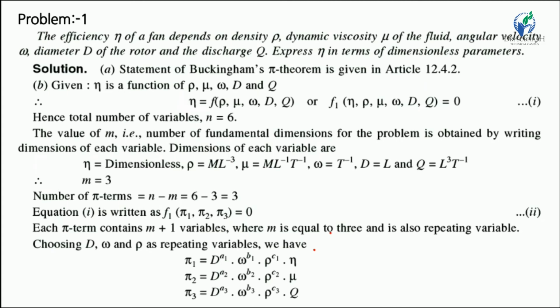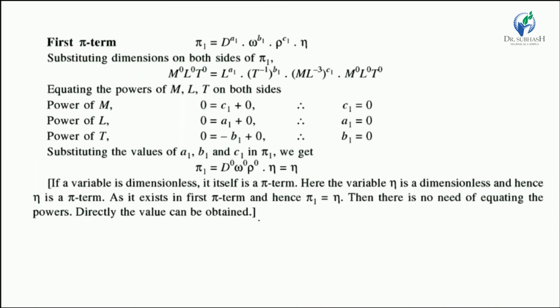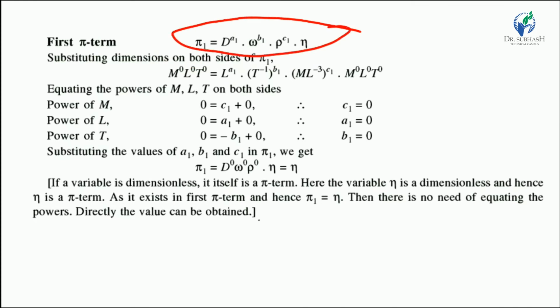Now the fourth repeating variable is any left variable we have taken in any one pi term. So here is efficiency, here is viscosity, kinematic, and discharge Q. Now take the first pi term and write the pi term in the form of MLTs, which we found at the start.